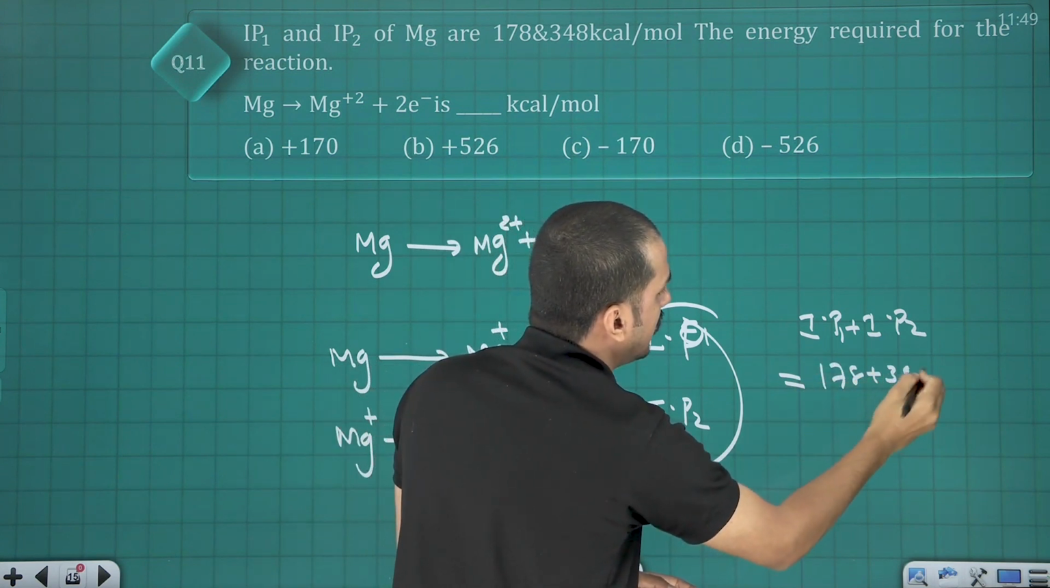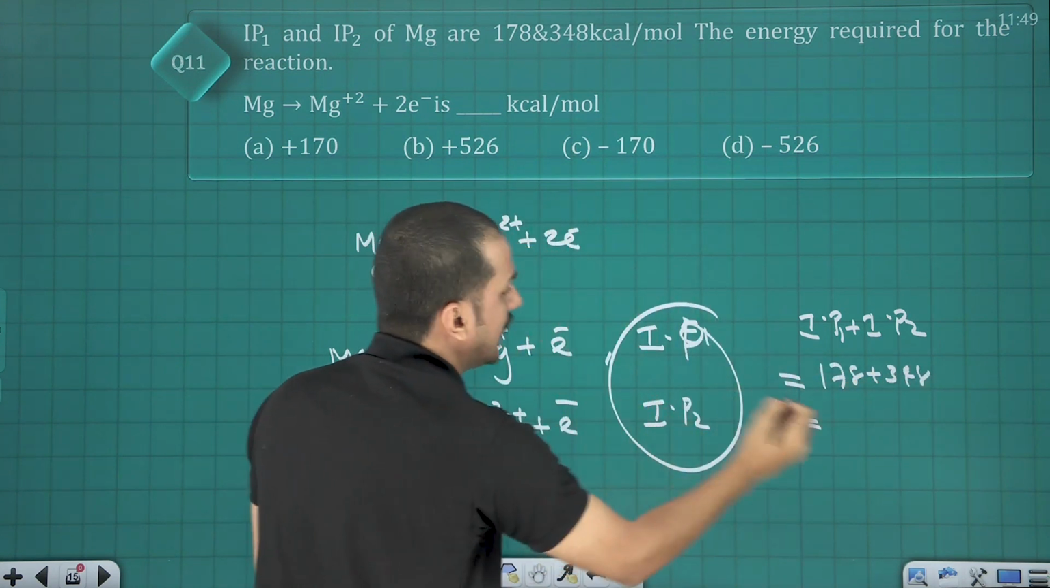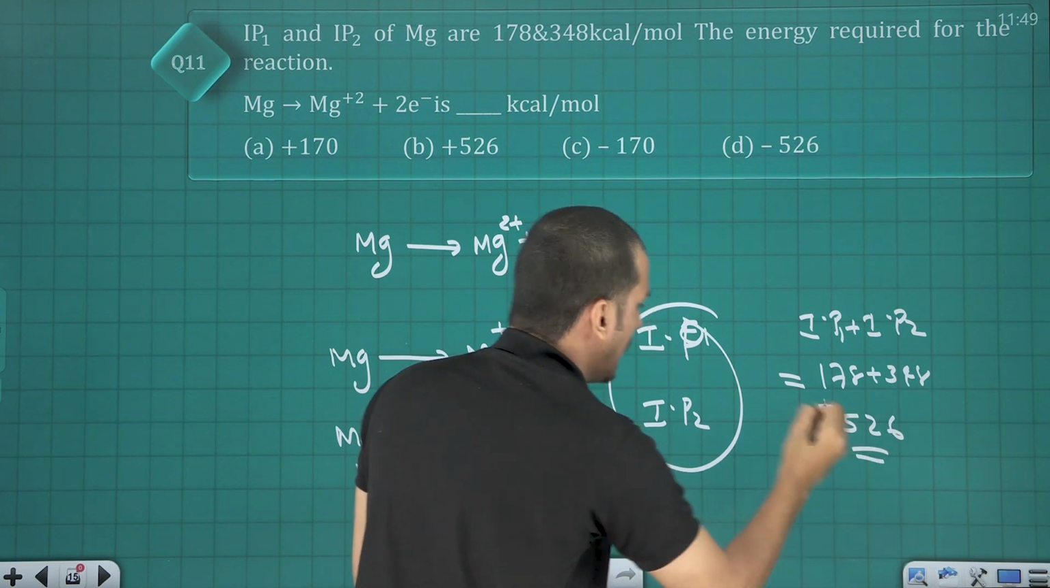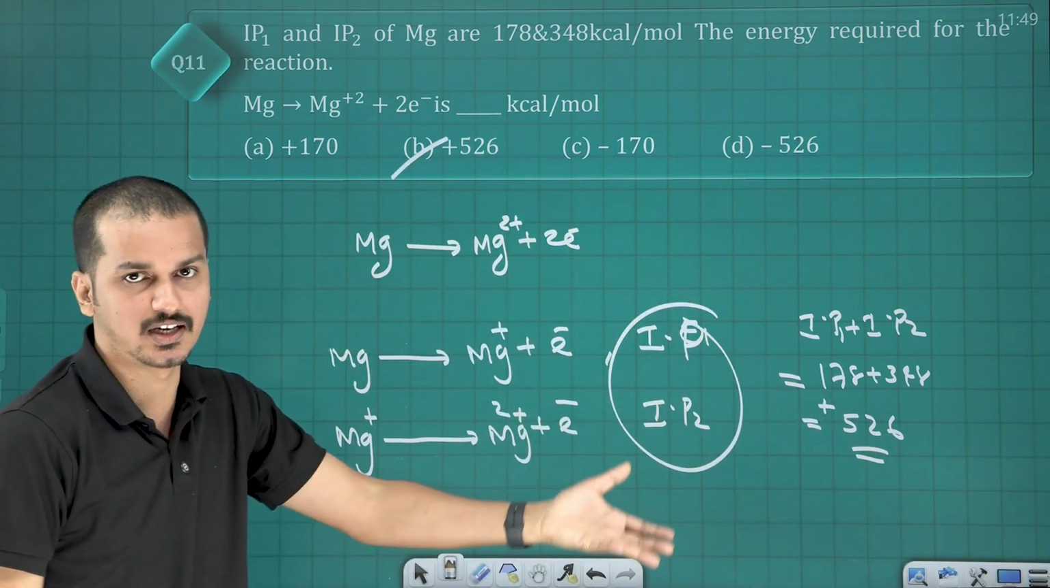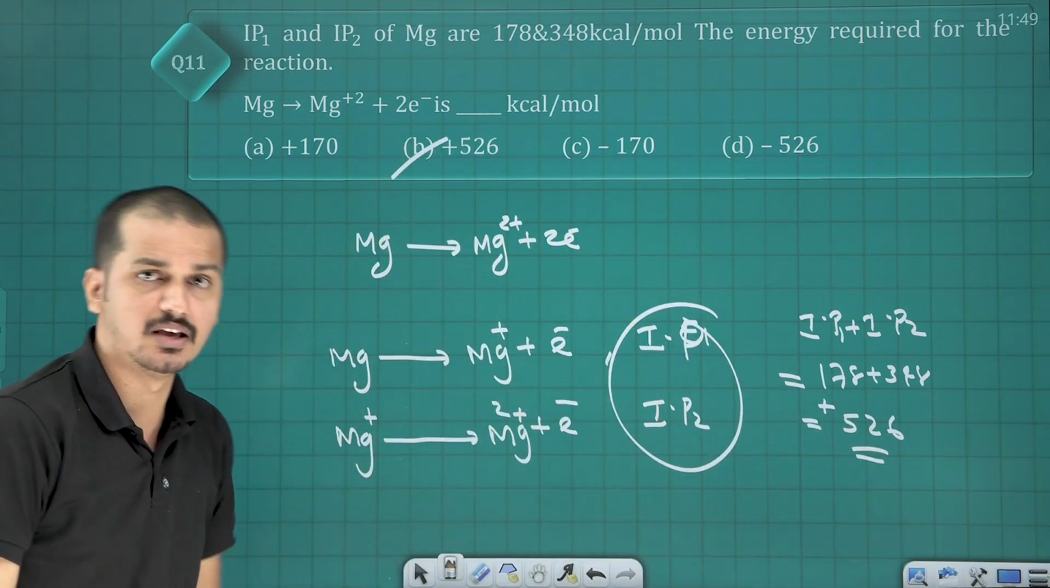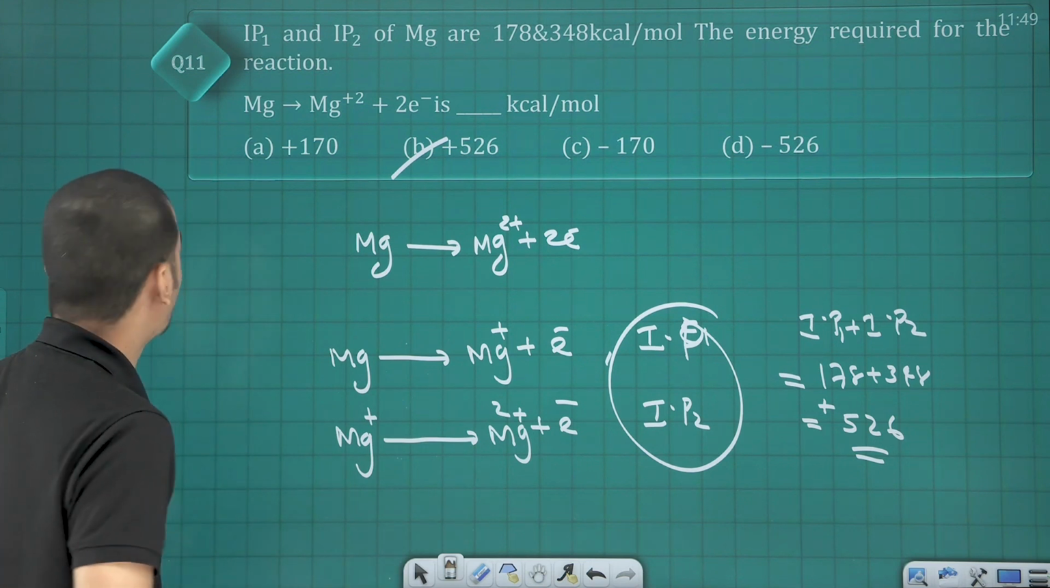178 plus 348, you have to add it. So you will get how much? 526, plus, because you have to give energy to remove an electron. So option B will come. Ready guys? Yeah. We can move to the next question.